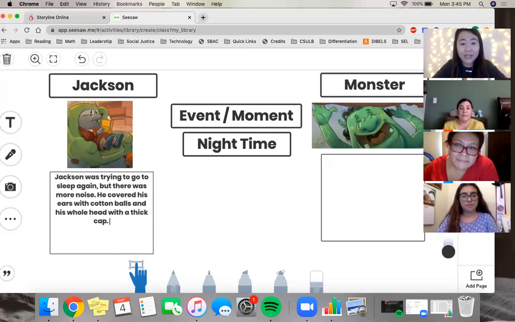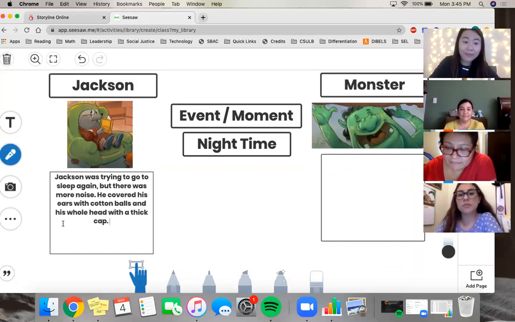I love that Ms. Hernandez is paying so much attention to the close details. So there was a little difference. It was cotton balls in the beginning, but now it's cotton balls plus a thick cap. So we know he's really getting serious about this noise, right? And I love that we're using complete sentences. You can write more than one sentence if you need to explain how each character is responding to this event. Awesome, thank you, Ms. Hernandez.